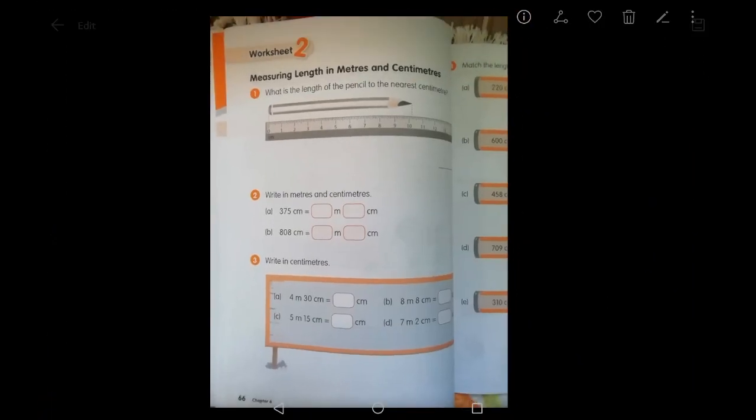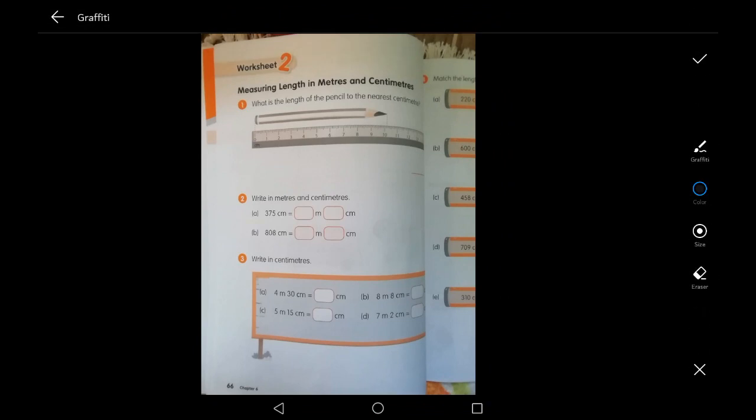Open page 66 on your activity book and let's start solving it. Now here, question number 1, what is the length of the pencil to the nearest centimeter? To the nearest centimeter, that means we just need a whole number without any fractions, and since this is a centimeter ruler, the length to the nearest centimeter is 10 centimeters, right?